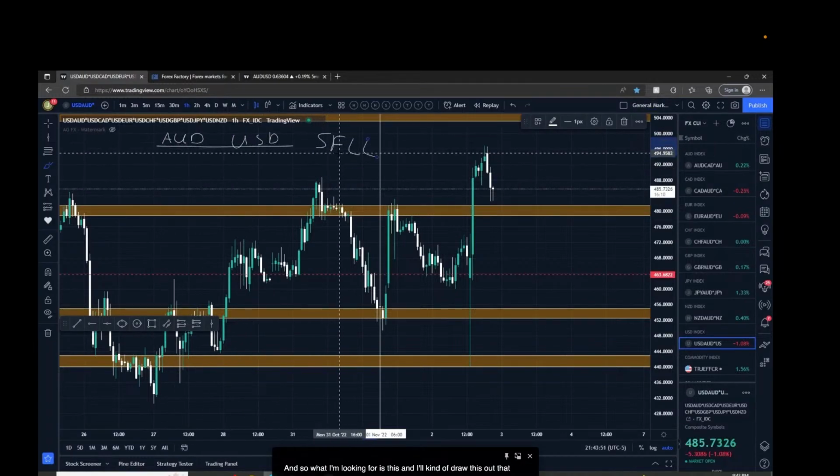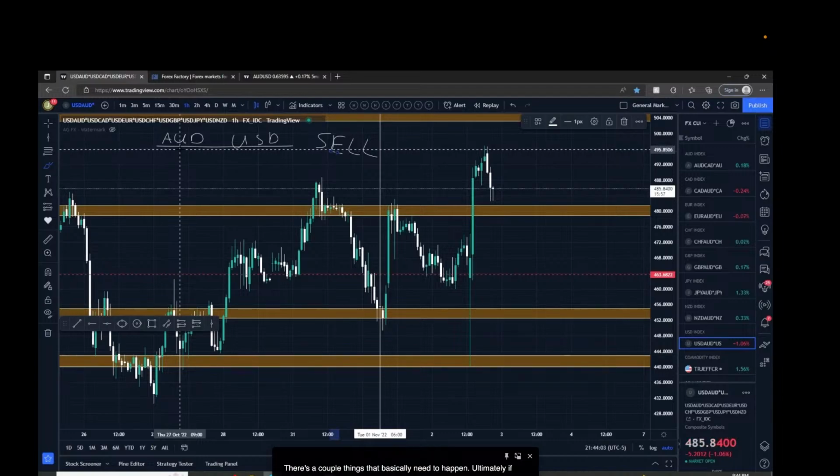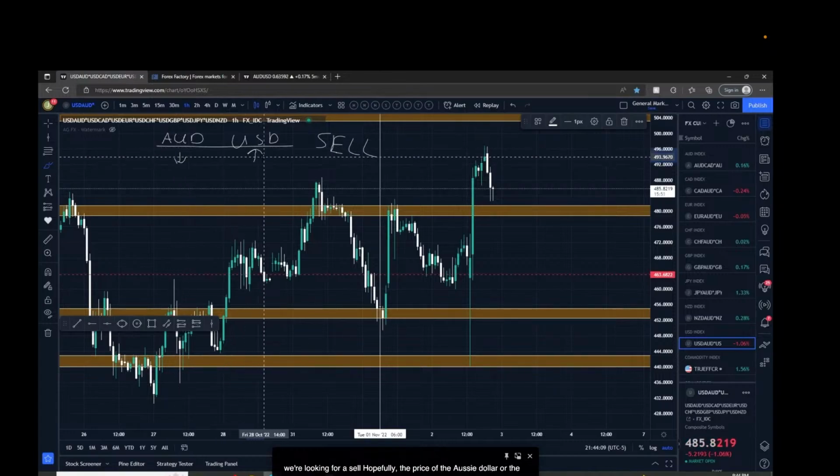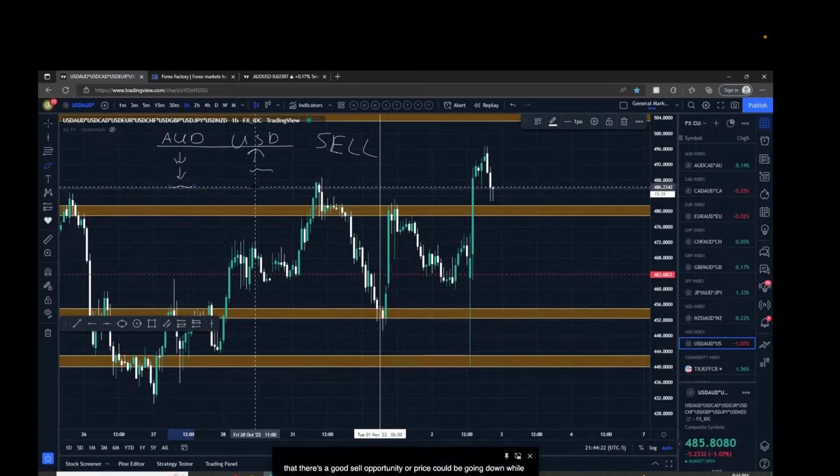Basically, for a sell opportunity for the Forex pair of AUD USD, there's a couple things that basically need to happen. Ultimately, if we're looking for a sell, that hopefully the price of the Aussie dollar or the strength of the Aussie dollar is going down while USD is going up. That means that there's a good sell opportunity. Or price could be going down while USD consolidates. Or the price of AUD could be consolidating while USD goes up.